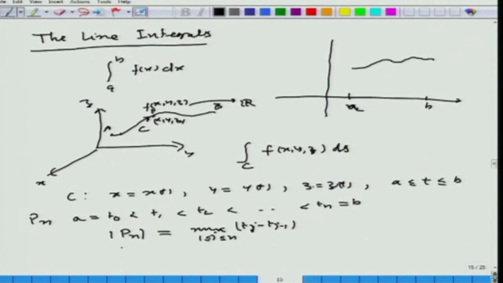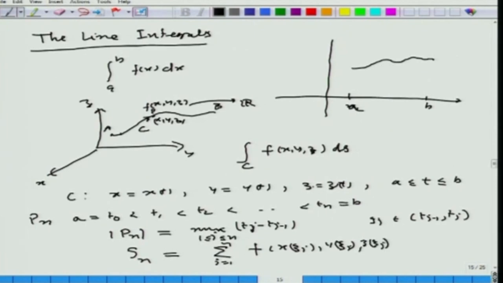Then we consider this kind of sum S n, summation j equal to 1 to n of f at x of xi j, y of xi j, z of xi j, where xi j belongs to the interval t j minus 1 to t j, multiplied by t j minus t j minus 1.